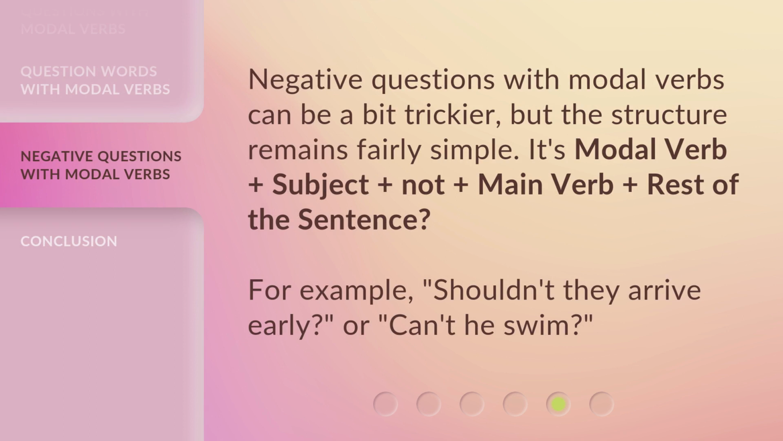Negative questions with modal verbs can be a bit trickier, but the structure remains fairly simple. It's modal verb plus subject plus not plus main verb plus rest of the sentence. For example, shouldn't they arrive early? Or, can't he swim?